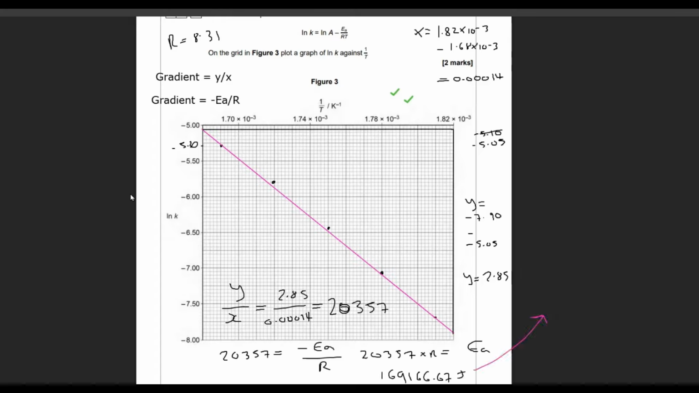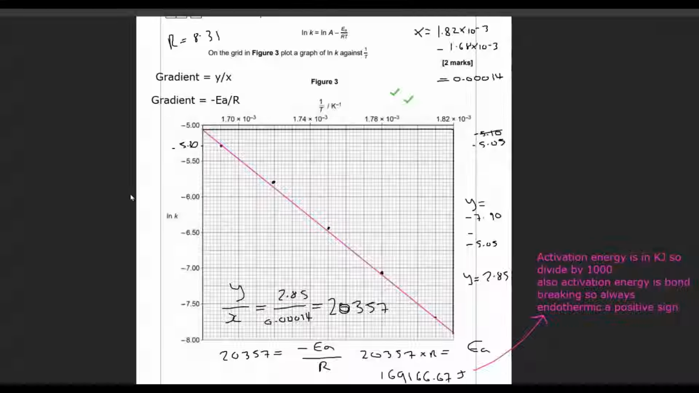So what we need to do is convert joules into kilojoules, and we do that by dividing by 1,000. Activation energy is in kilojoules, so we're going to divide by 1,000. Generally, activation energy is the minimum energy required to break bonds in the reaction to get the reaction started, so it's generally going to be endothermic with a positive sign. I'm not so bothered about whether my answer comes out with a negative sign. I'm going to flip it and make it a positive sign. I'm not even going to put a sign.